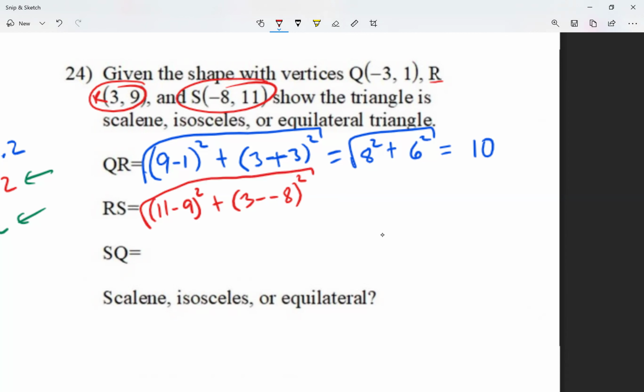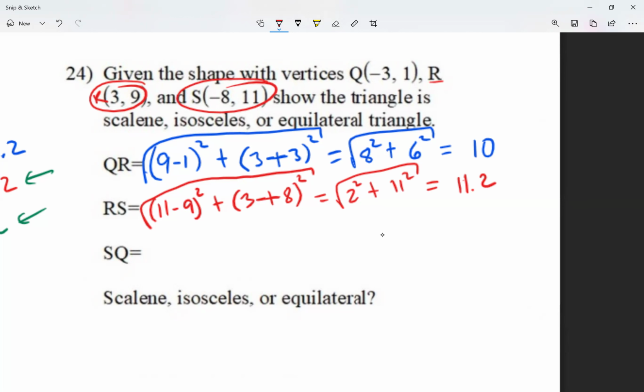Okay. So here, 11 minus 9, the first parentheses, well, that's 2 squared. Here in the center, two negative signs make a plus sign. 3 plus 8 is 11. So I have the square root of 2 squared plus 11 squared. I type it on my calculator. I'd round it to one decimal place, and it's going to tell me 11.2.